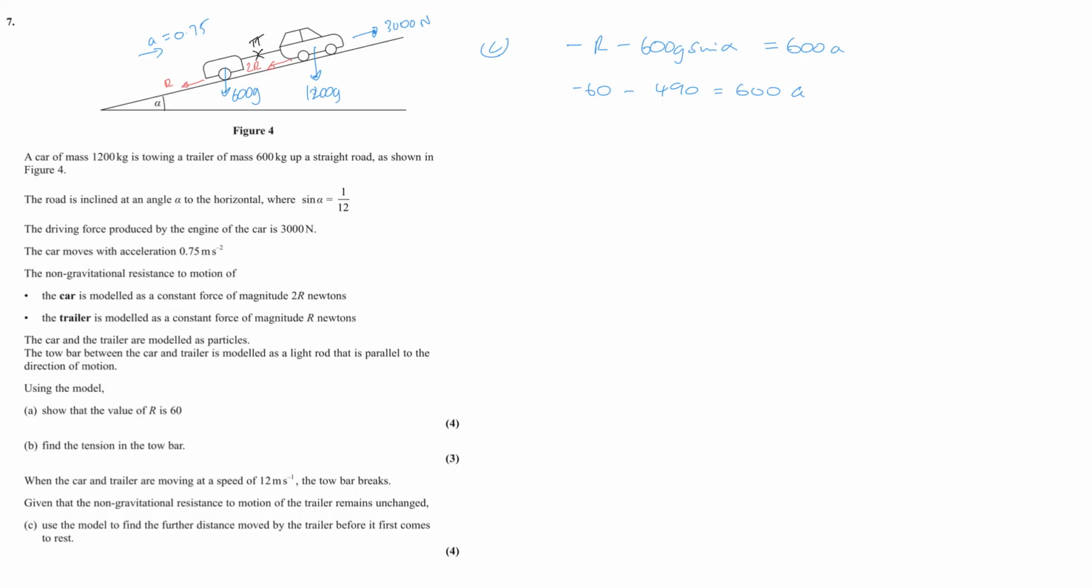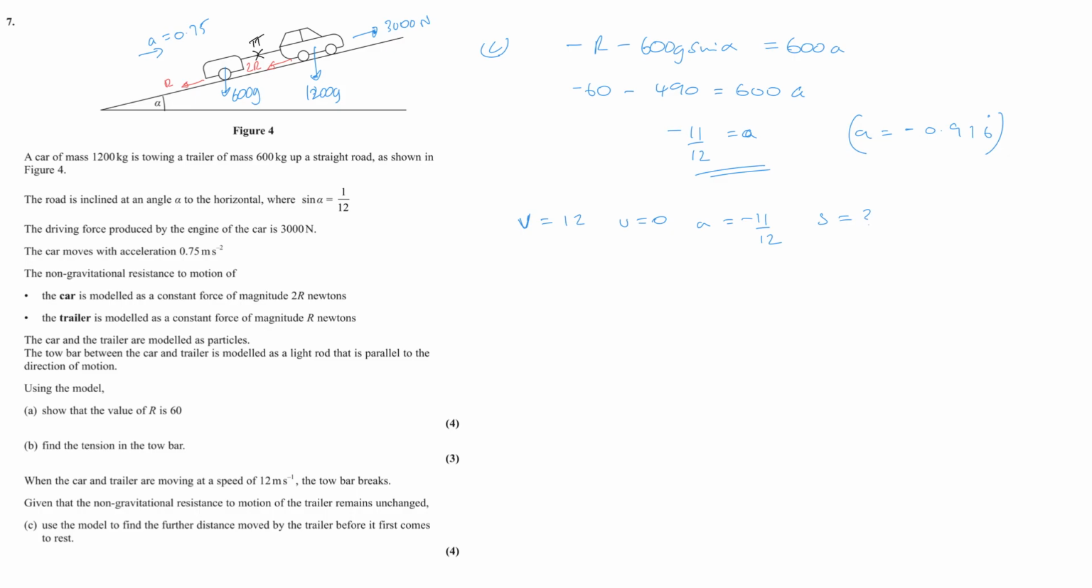Divided by 600, so minus 11 over 12. So that's my deceleration now, minus 11 over 12, or minus 0.916 recurring. Now it's going at constant deceleration. So the speed it was going at, V, is 12, U is 0, A is minus 11 over 12, and we want the distance, so we want S.